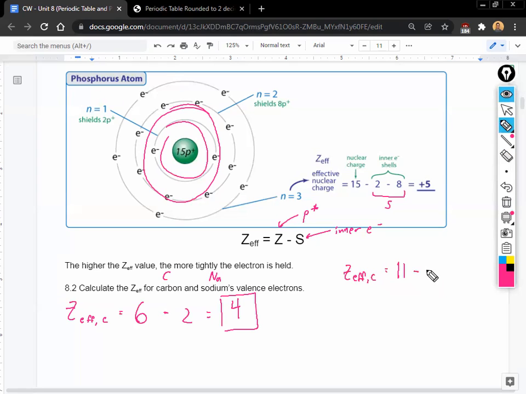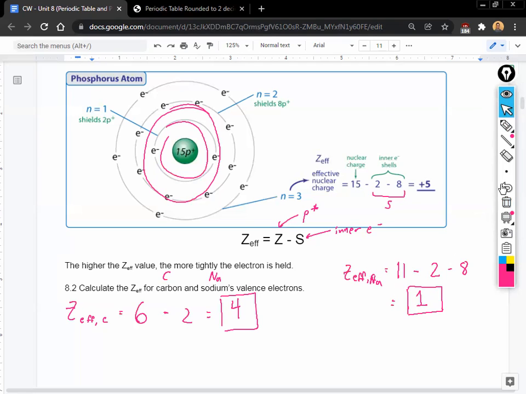10, because we have 2 in the first shell, 8 in the second shell, which is a total of 10. So what is the ZF for sodium? Yeah, 1. So it's going to be 1. Makes sense? So that's the ZF value.